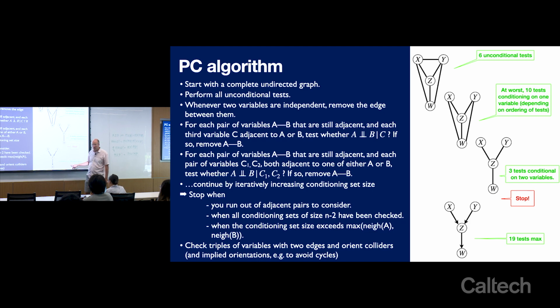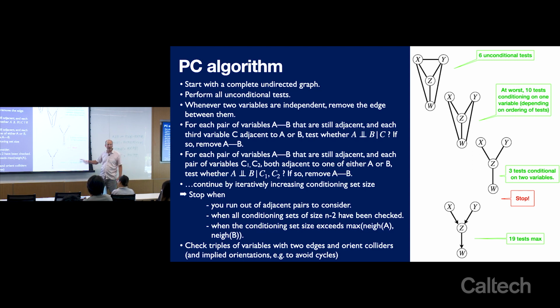And remember, there were 24 tests in total. We got there with a maximum of 19, which in this case is not much difference. But once the number of variables blows up, there's a massive saving in the tests if the graph is sparse.